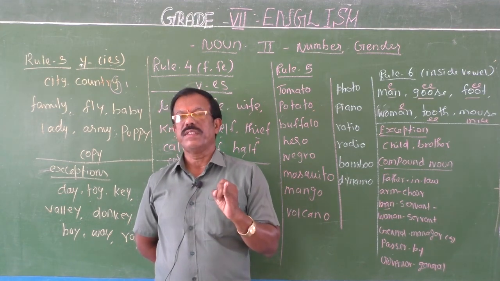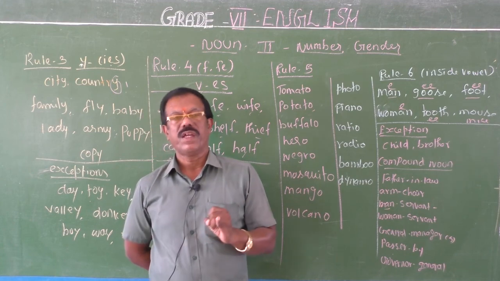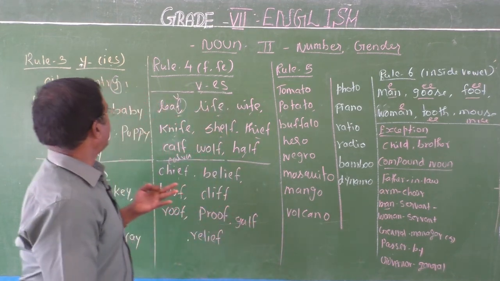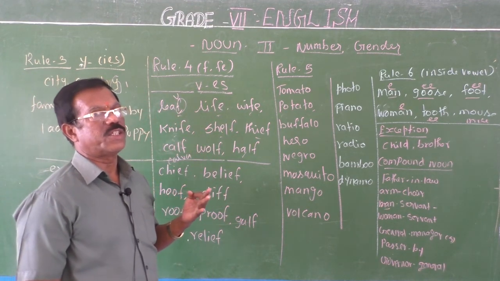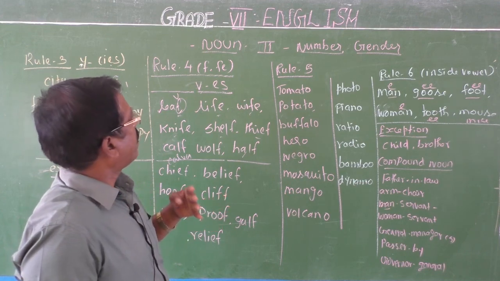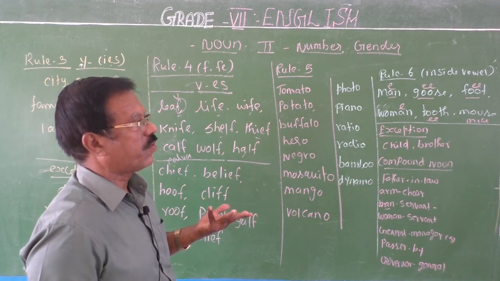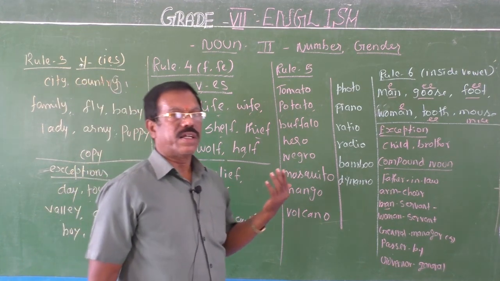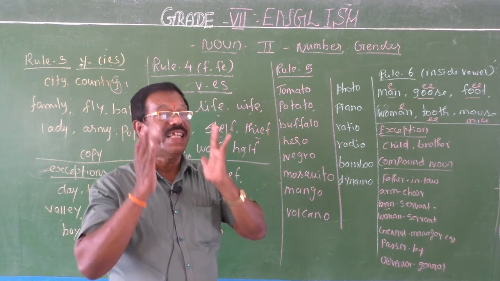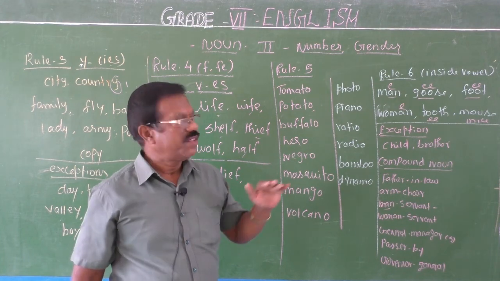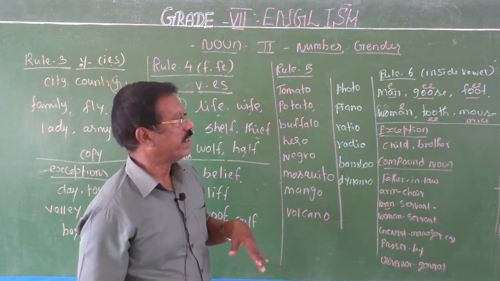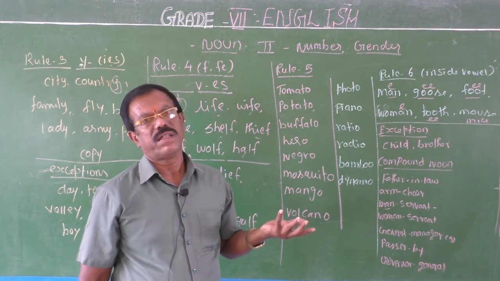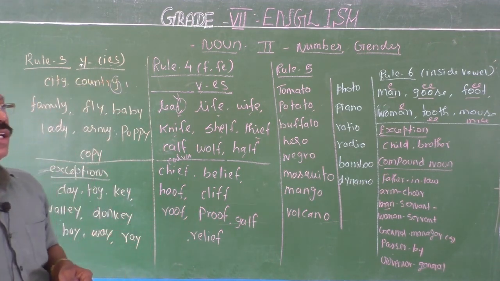Rule number 1, there are some nouns which take S in their plural form. Rule number 2, there are some nouns which take ES in their plural form. Rule number 3, there are some nouns which end in Y, they take IES in their plural form. In rule number 4, there are some nouns which end in F or FE, they get their plural by changing F or FE into V, then taking ES. In rule number 5, all the nouns which end in letter O take ES in their plural form. Rule number 6, by changing inside vowels, plurals are formed. Last, compound nouns. In compound nouns, plurals are formed by adding S to the root word.